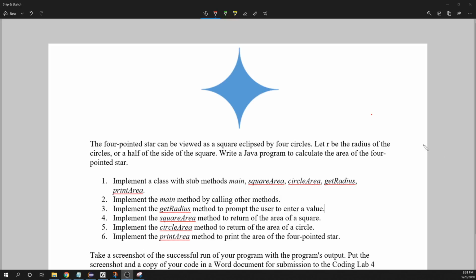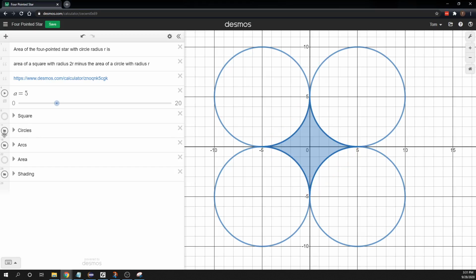All right, in this video, we're going to talk about Coding Lab 4. In Coding Lab 4, the problem says the four-pointed star, that's this figure up here, can be viewed as a square eclipsed by four circles. All right, and so I've drawn a little diagram of what that would look like.